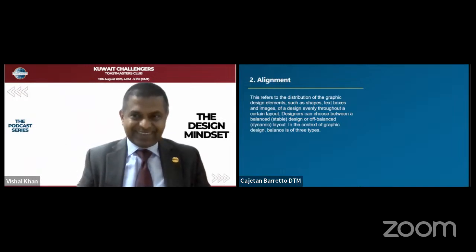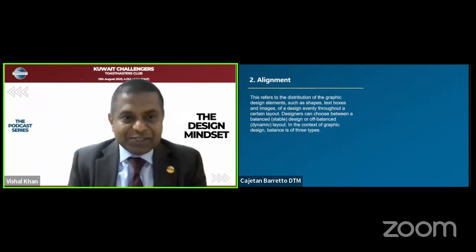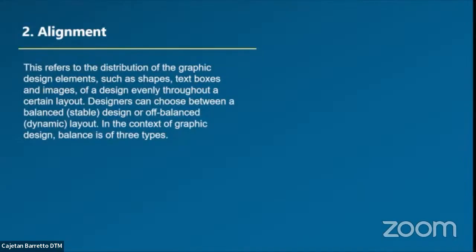Thanks, Toastmaster Vishal. All right, moving on to the second concept, which is alignment. Now, that's a very interesting one. Alignment refers to the distribution of graphical design elements such as shapes, text boxes, and images of a design evenly throughout a certain layout. Designers can choose between balanced, stable, or off-balance layouts in the context of graphic design.